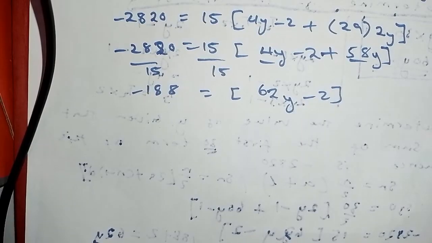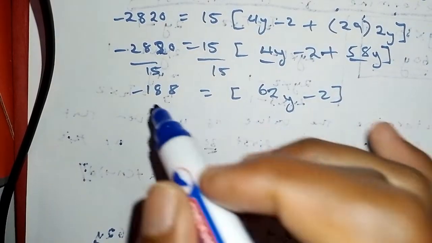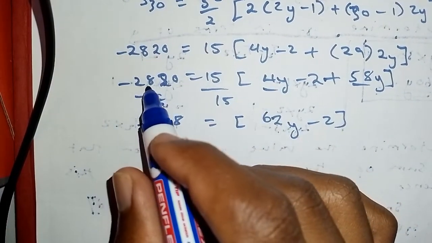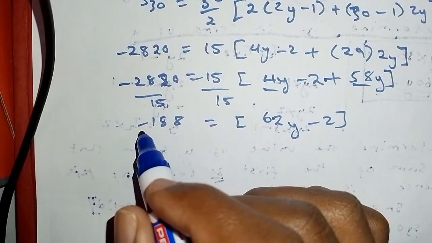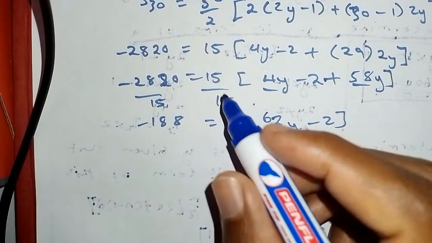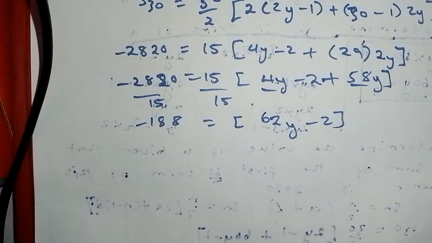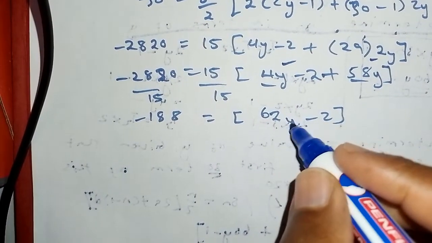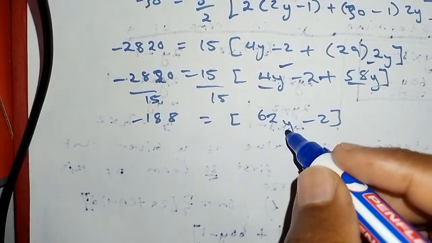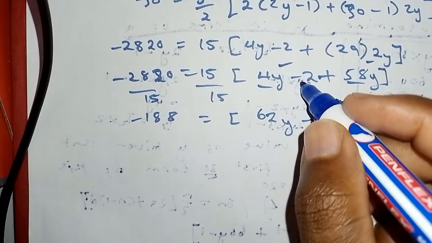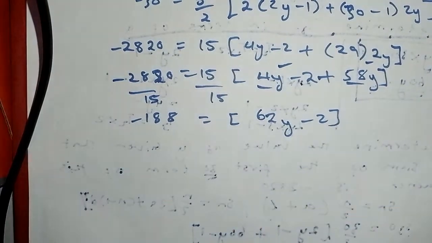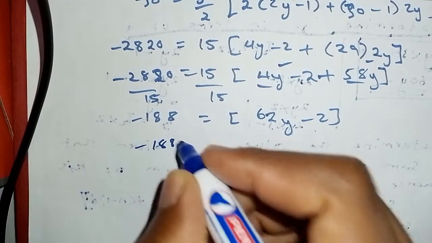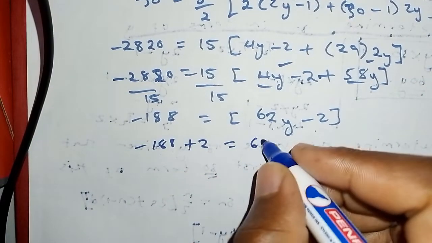Okay, we were here. If we divide 2820 by 15, we get negative 188. Then 15 and 15 are out. Then 4 plus 58 is 62, but because they have y, it's 62y, minus 2, which is this one. Then if I have something like this, I can take this to the other side and say negative 188 plus 2 will give me 62y.